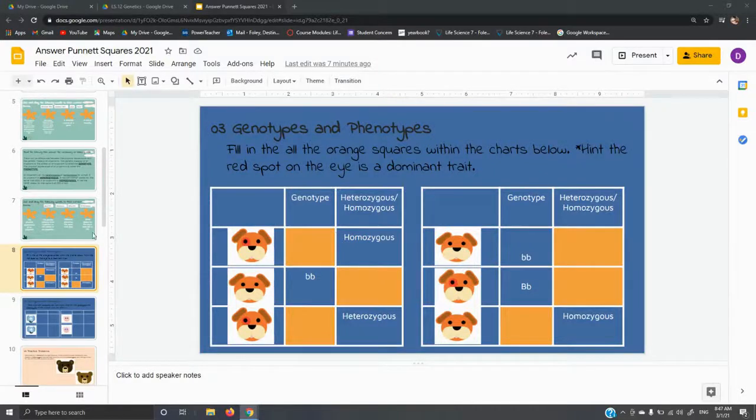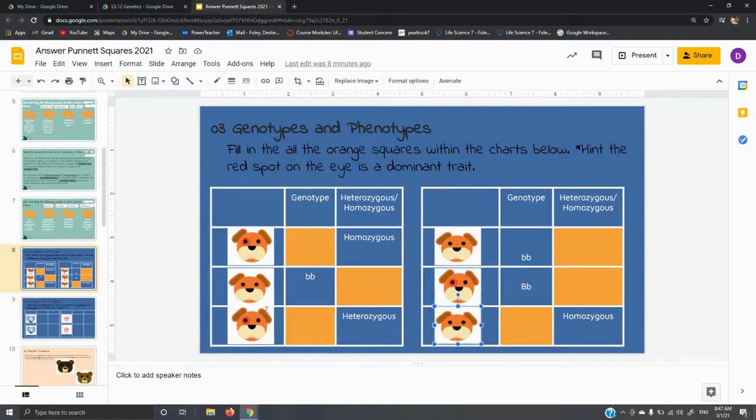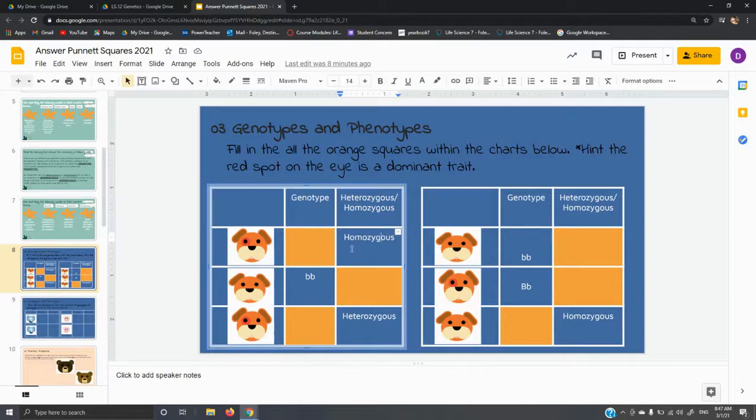For slide 8, you're telling me the genotype, and you're given either the genotype, which is the alleles or the genetic makeup, or you're given if it is homozygous or heterozygous. Remember, homo means same, hetero means different. So homo means they have the same alleles, hetero means it has different. So what you're doing is you're going to be looking at these dogs and you're going to be telling me their genotype based on their phenotype and the information given here.